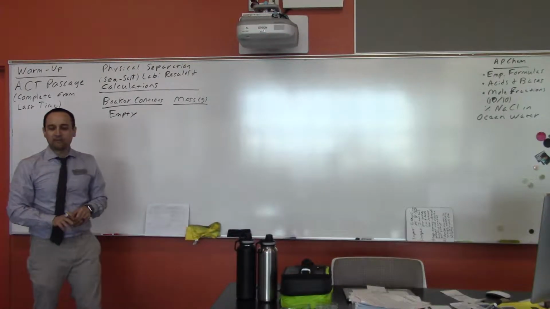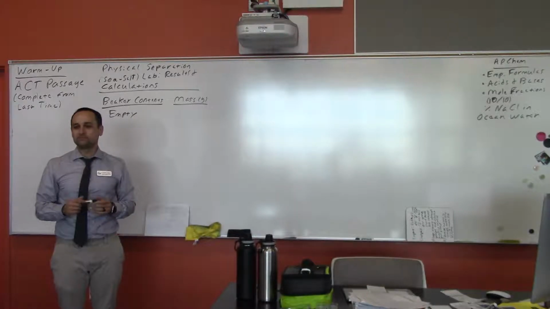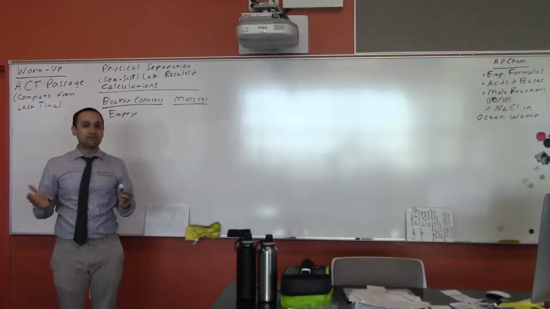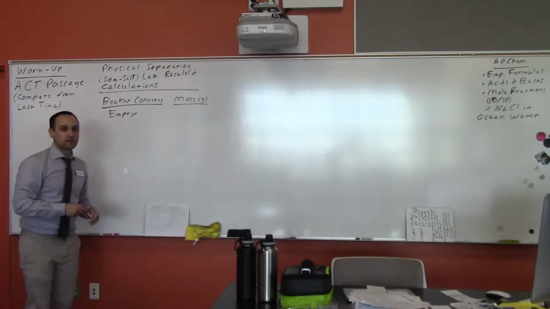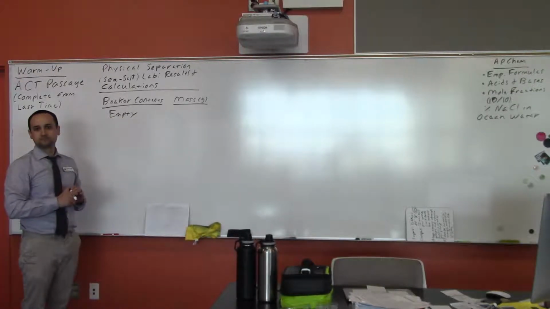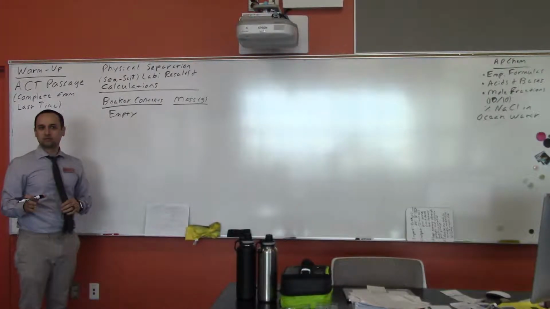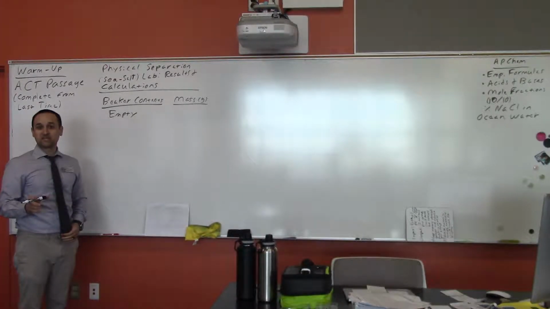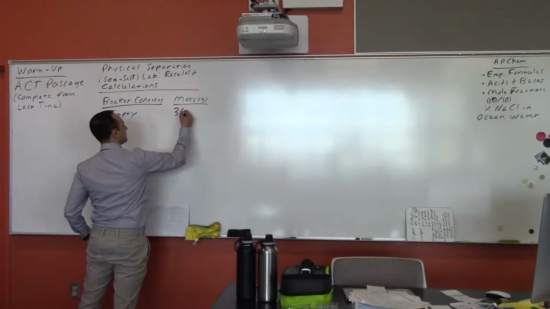And who would like me to do his or her calculations on the board right now? Do you have your numbers from last time, Elijah? Yeah. Good. What was the mass of your empty beaker? Roughly 30, but we got to know exactly, right? 30.6. Okay, 30.6 grams without water.